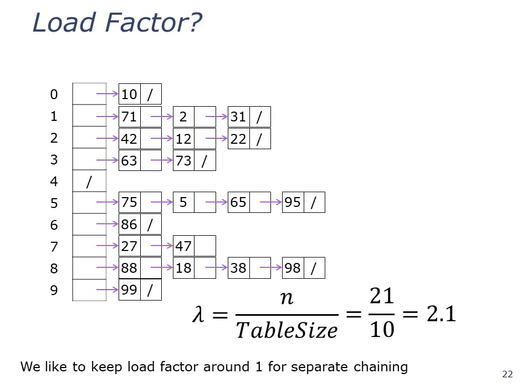Now, if we want to comment whether the hash function is good or not for this: if the load factor is around 1 for separate chaining, then we can say it is good. So we like to keep the load factor around 1 for separate chaining. Here in this example, the load factor is much more than 1. Here it is 2.1, so we can say that we need some improvement.